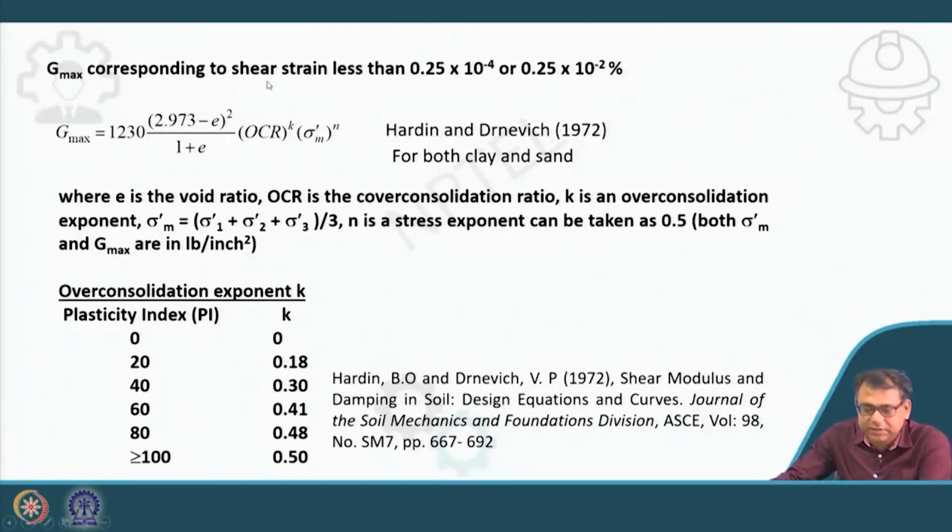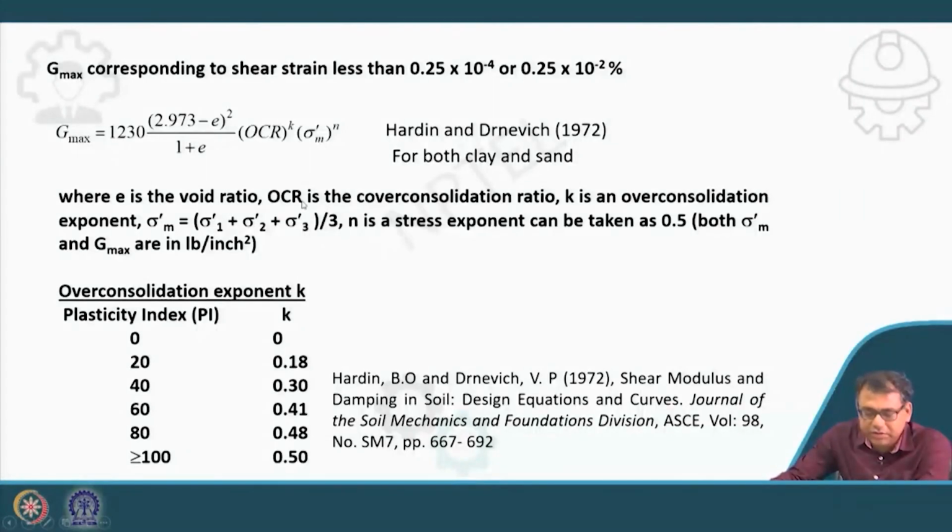So the first expression for Gmax is proposed by Hardin and Drnevich. This is the Gmax corresponding to shear strain less than 0.25 into 10 to the power minus 2 percent. Okay. So that is the expression for this Gmax.